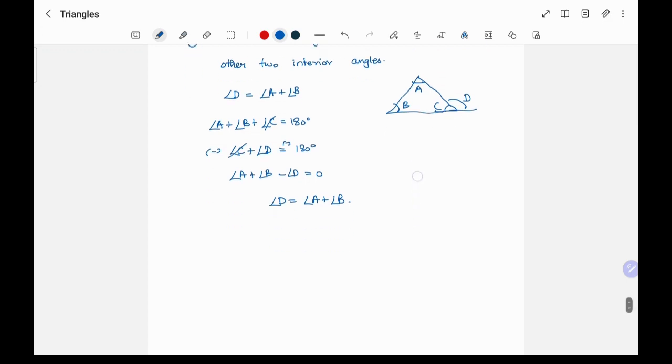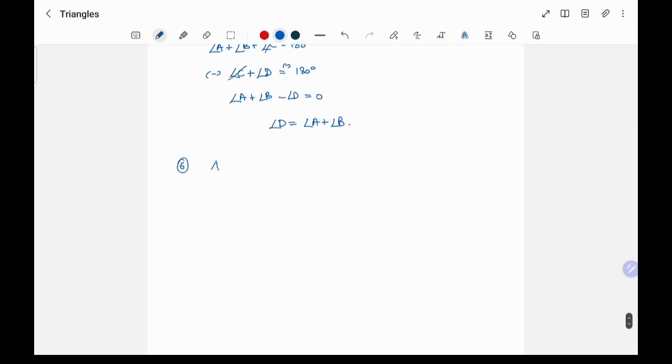Okay. So the sixth property is the area of the triangle. It is given as half into base into height. So we have a triangle, let's say ABC. Any side can be taken as base, and its corresponding height is nothing but, from the other vertex, you draw a perpendicular. So this distance is height. So the area of the triangle is given by half into base into height.